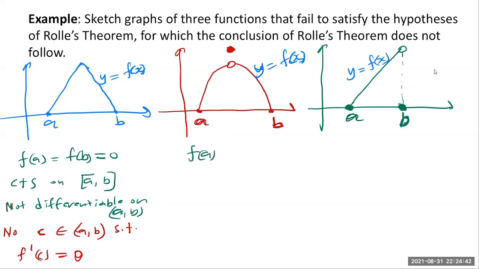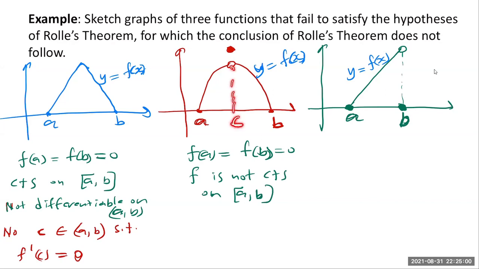As you can see, f of a is equal to f of b is equal to 0. That's not a problem. That's good. But f is not continuous on the closed interval a comma b, because you have a removable discontinuity at this point. Okay. And what can you say about the conclusion of Rolle's theorem in this case?